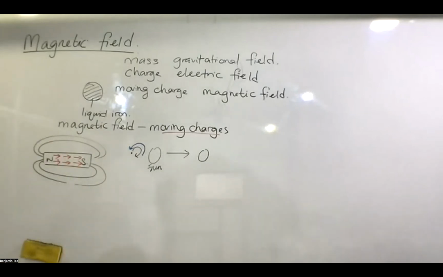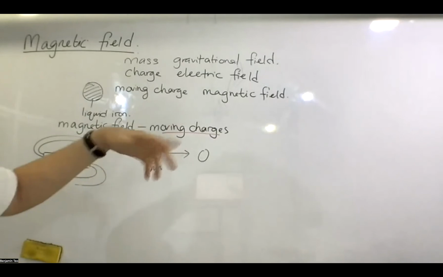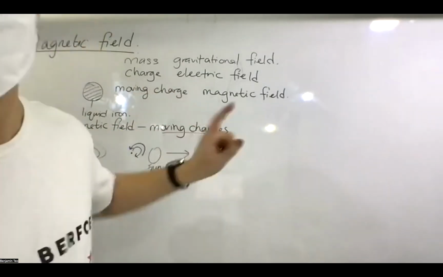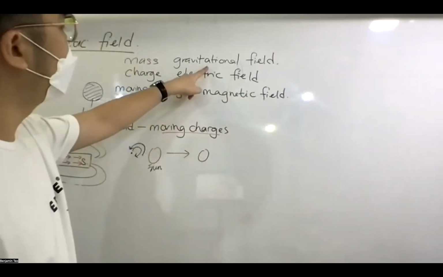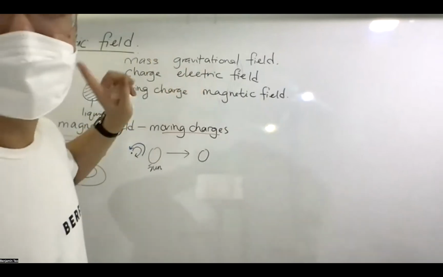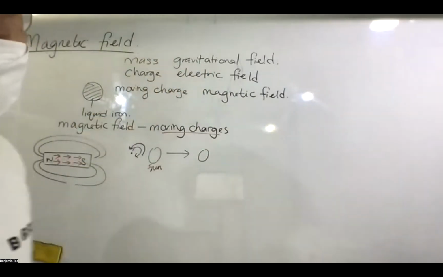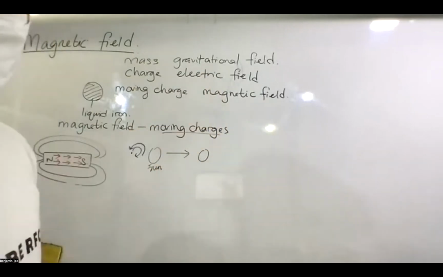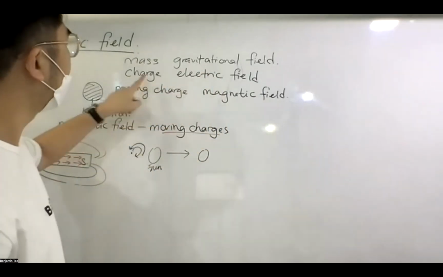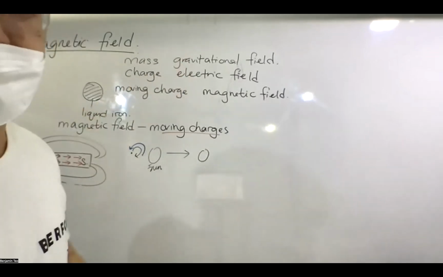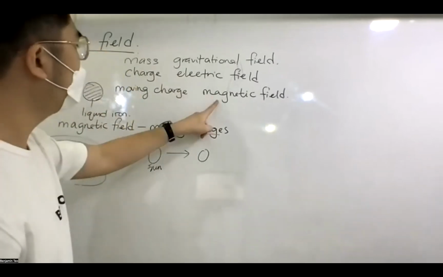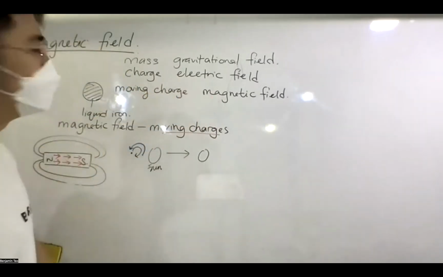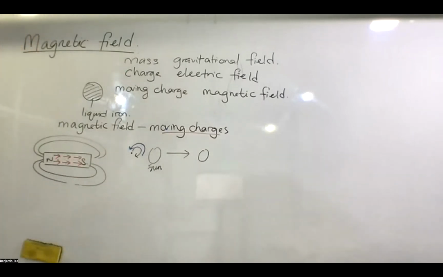Now, next we look at, we now know how it is created and what it is. Now we want to look at who experiences this. Who will experience magnetic field? If you look at gravitational field, everybody that has mass will experience. If you have no mass, you will not experience gravitational field. Electric field, everybody that has a charge will experience. If you put a neutral object, it will not experience the force. A magnetic field, who will experience? You must have a moving charge. Only it will experience the magnetic force.